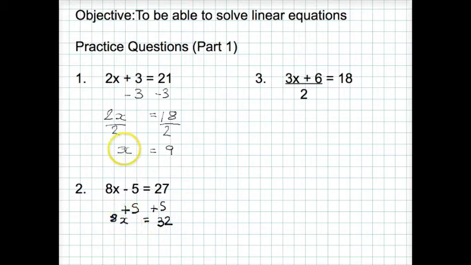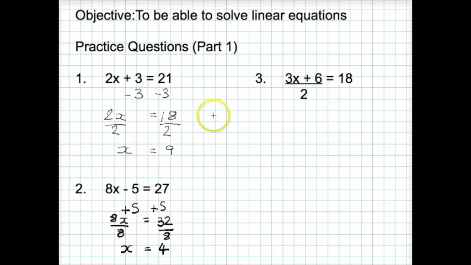Now to get rid of the 8, just like we did in the first one, we're going to divide this side by 8. 8 divided by 8 gives us 1x. Whatever I do to this side, I must do exactly the same to the other side. So I'm left with x equals 32 divided by 8 gives me 4.